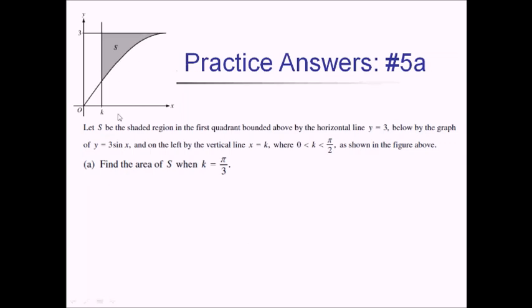For this problem, we're given this shaded region S in our first quadrant, below the line y equals 3, and also bounded by y equals 3 sine of x. And on the left, this is kind of interesting, we have this vertical line x equals k. We don't know what k is, except that it's somewhere between 0 and pi over 2. So we want to find the area of S when k equals pi over 3. That's our first task here.